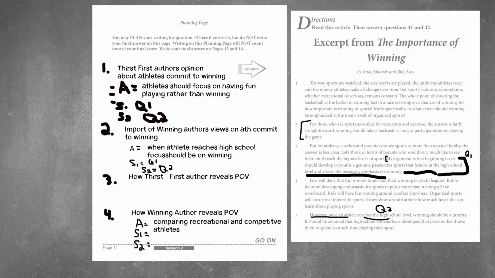In paragraph 2, the sentence clearly sets forth that the author is comparing recreational to competitive athletes. We'll label that as Q3. And potentially another quote here would be Q4. So we have on our planning page Q3 and Q4.